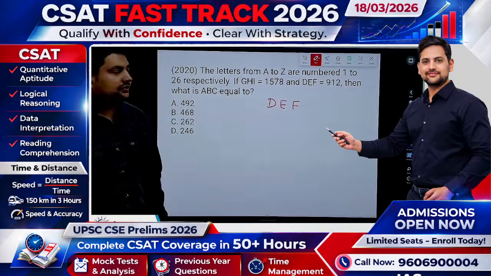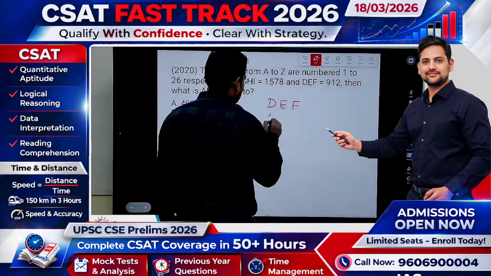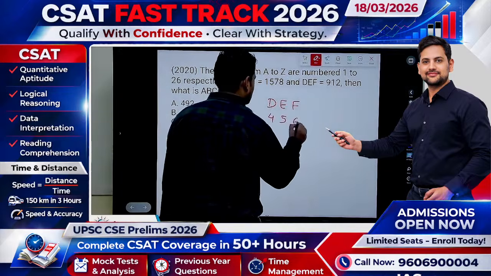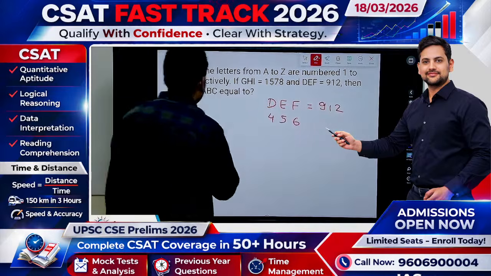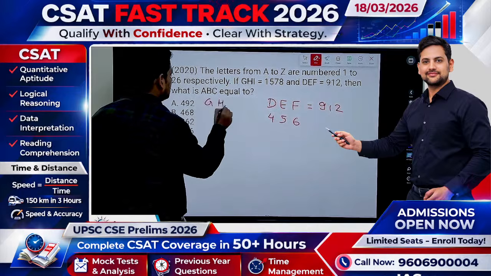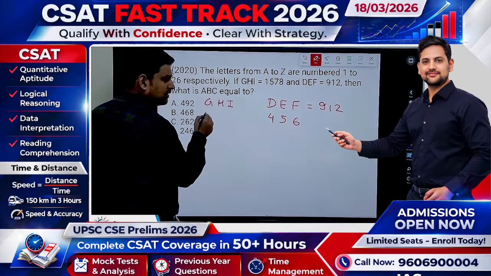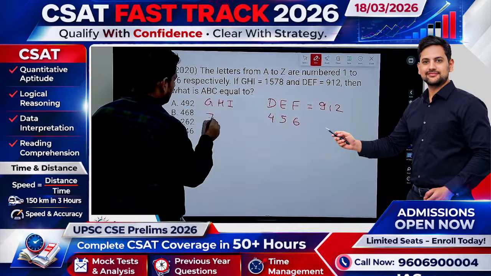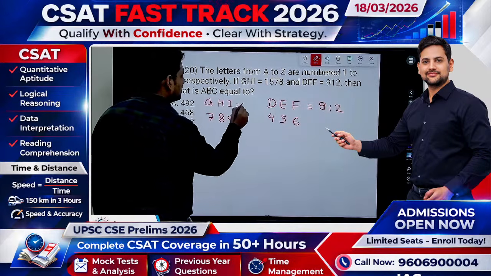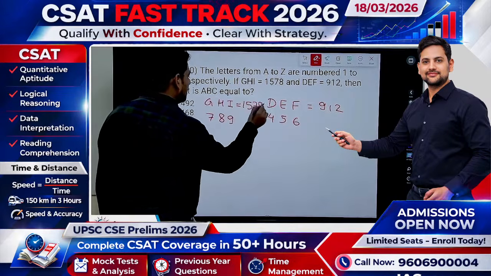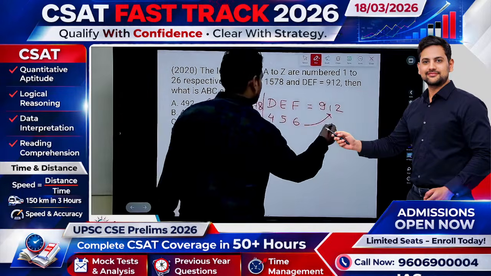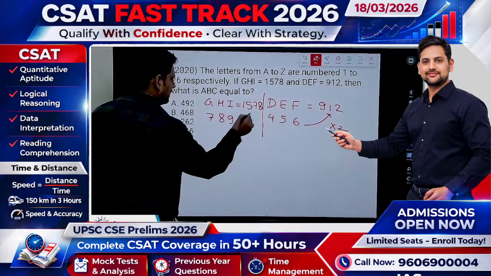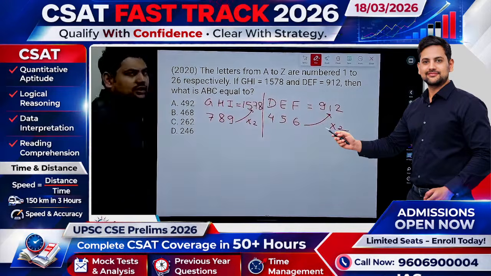See, what is the alphabetical number of these? D is 4, 5. This is written as 912. Now, next, GHI. What is the number? G is what? 7. This is 8. This is 9. And this is written as 1578. Now, can you see? This is double of this. This is double of this.